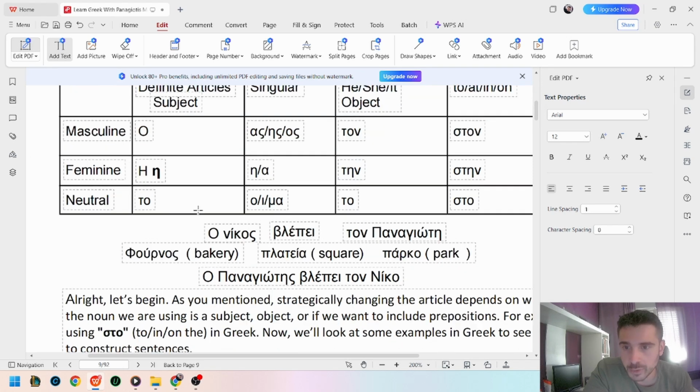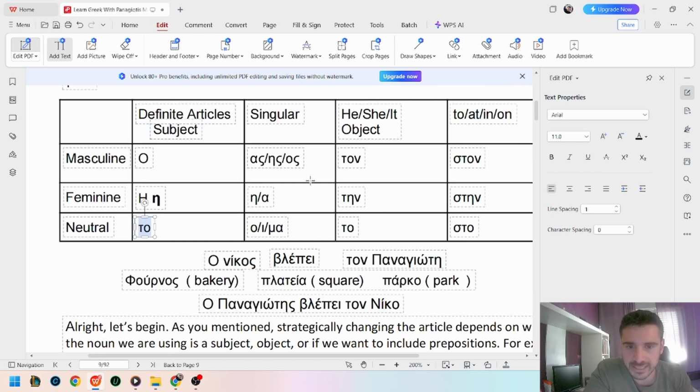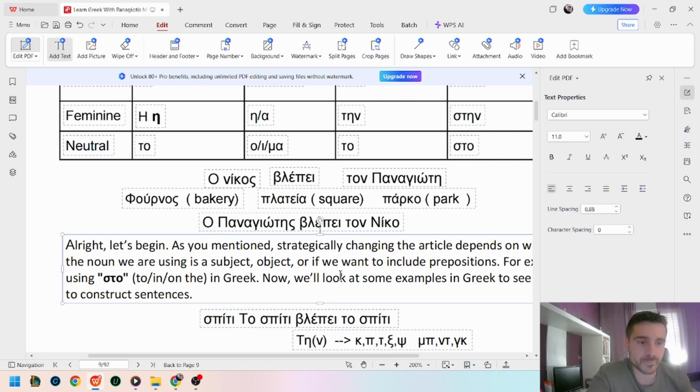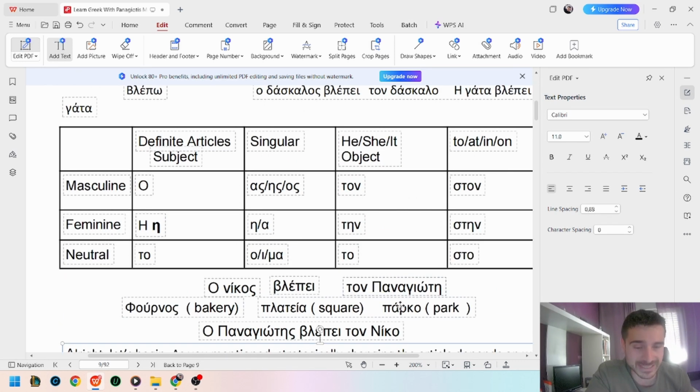Ωραία. Λοιπόν, the easiest is the neutral article, because it's the same when we use neutral words as subjects and also as objects. So, for example, let's take the word for house, which is σπίτι. If you want to say "the house watches the house", you will just say το σπίτι βλέπει το σπίτι. Αυτό, that's all. This is how we make sentences in Greek.